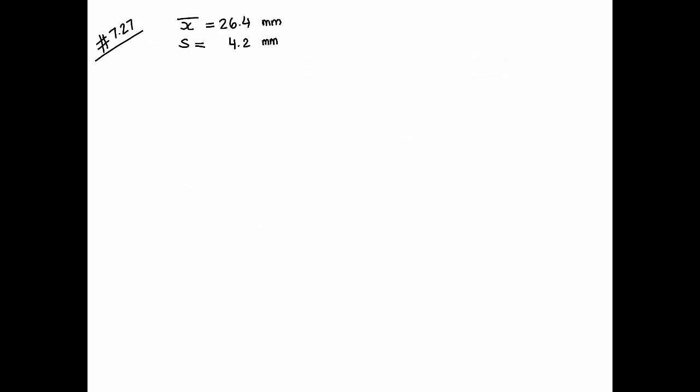In that problem, it's given to you that the mean diameter for all healthy kids in between the ages of 5 and 15 years is 26.4 millimeters with a standard deviation of 4.2. I wrote it down in terms of sample because that was for a large sample of kids. So x bar is the mean, s is the standard deviation. Part A of the problem said, what proportion of healthy kids have left atrial diameters less than 24 millimeters?